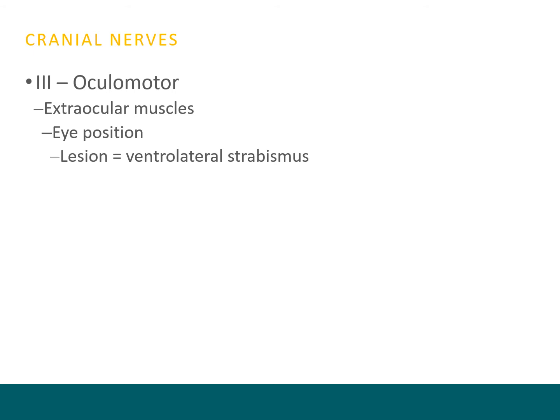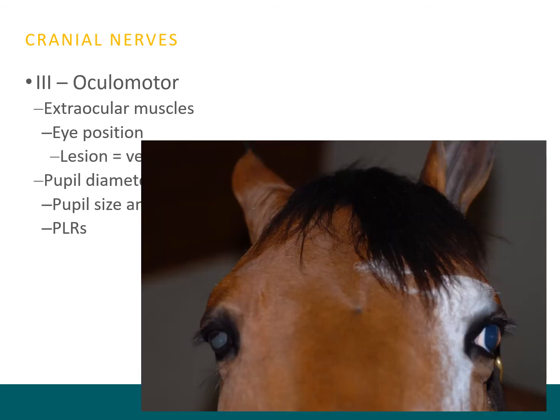But if we think about cranial nerve 3, it controls the majority of our extraocular muscles. And if a horse has a lesion in the oculomotor nerve, or if the area of the brainstem and or the peripheral oculomotor nerve is damaged, then we're going to have ventrolateral strabismus. The other thing that the oculomotor nerve does, though, is that it also plays a role in pupil diameter. So when we are looking at our PLRs, we are also looking at both optics, so both cranial nerve 2 as well as cranial nerve 3, the oculomotor nerve. So you want to look for pupil size and symmetry as well as PLRs.